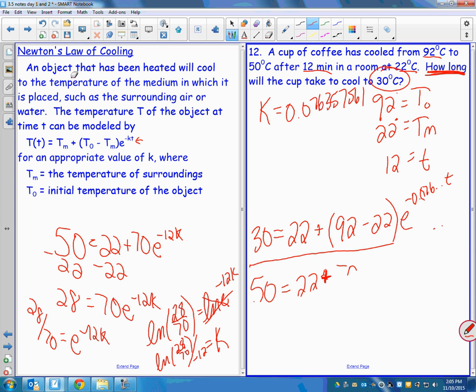Is it how long it takes to get to 30 degrees from 92 or from 50? Yeah, from 92. Sorry.